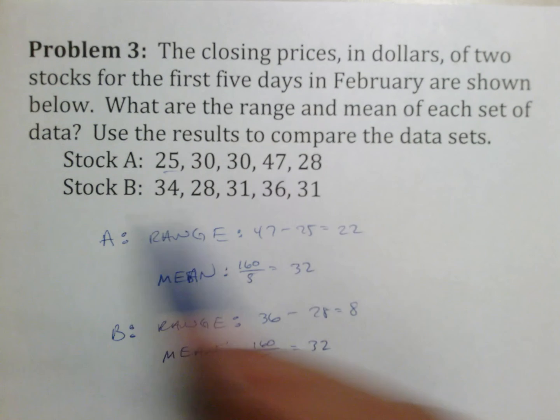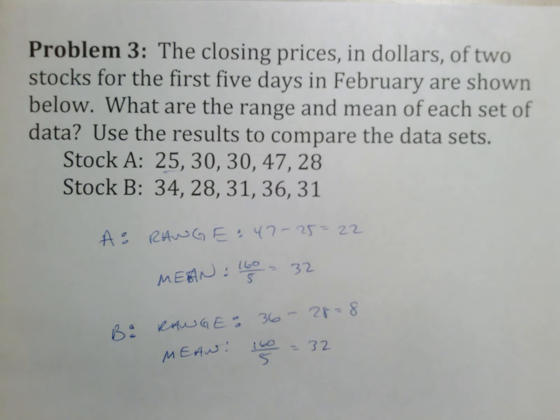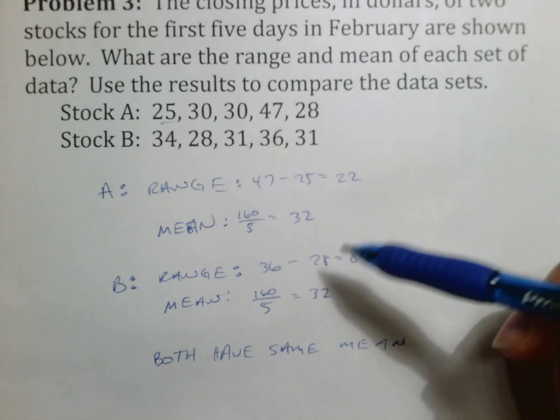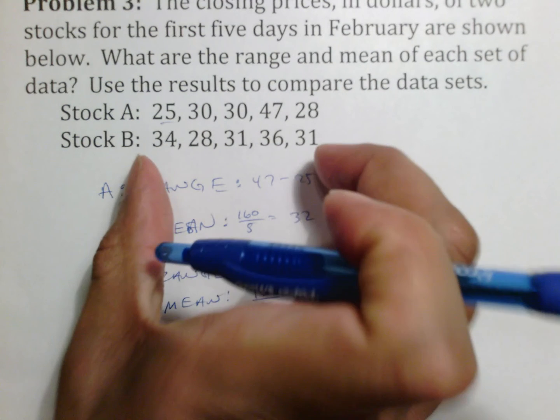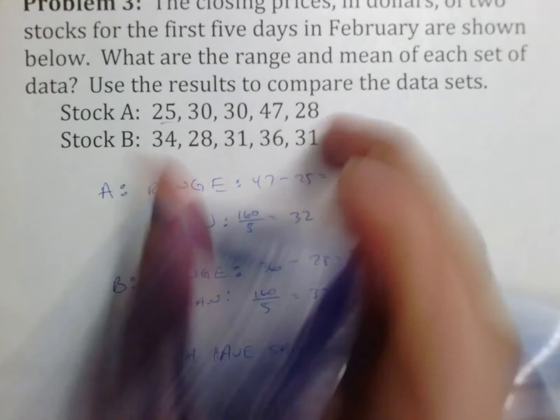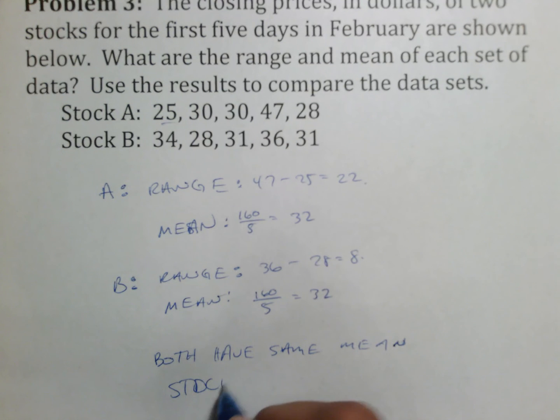You can have 2 different sets of numbers with the same mean. That just means that they add up to the same thing. So if you were going to compare the data sets, you could say that both of them have the same mean. But when you look at what's going on, look at the ranges. This range is only 8, this range is 22, and what that means is that these numbers are a lot more compact. They're not spread out so far. So stock A is more widespread.